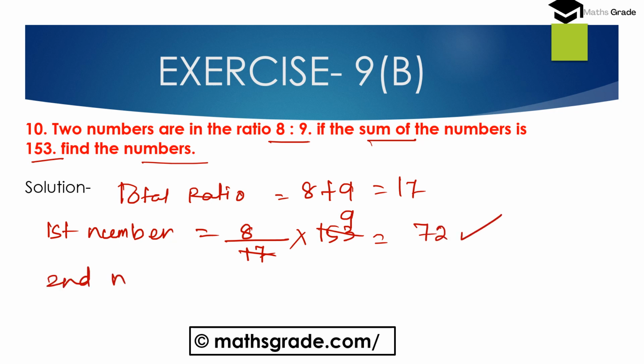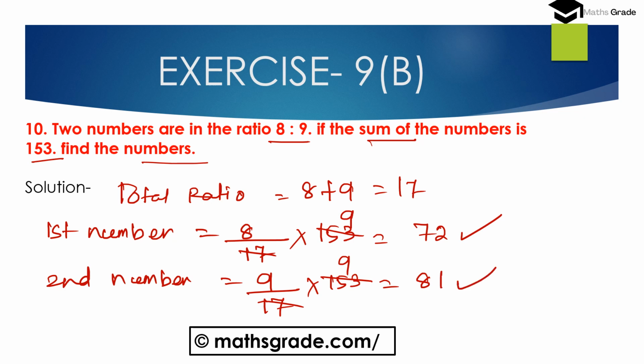Now second number is 9 divided by total ratio, which is 8 plus 9 is 17. 9 divided by 17 multiplied with 153. Now cancelling 17 and 153, 17 multiplied by 9 is 153. Now 9 multiplied by 9 is 81. So the numbers are 72 and 81.